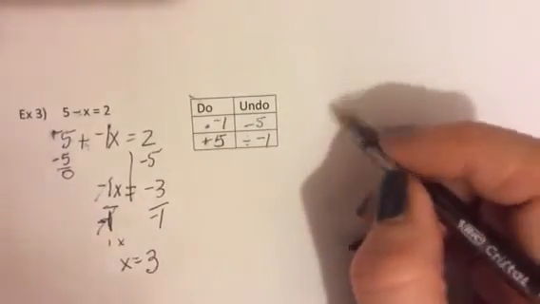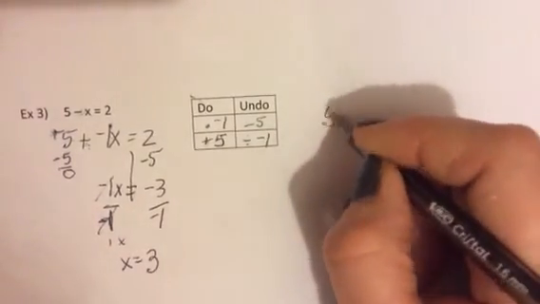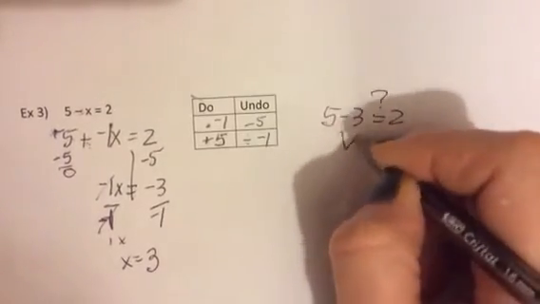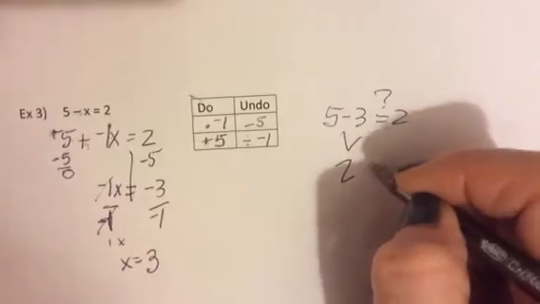So let's see if that's correct. Let's check. So we're going to say 5 minus 3, does that equal 2? Well, that's really easy to see. Yes, it does. So it checks.